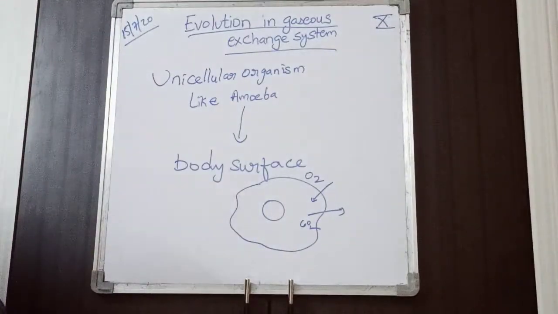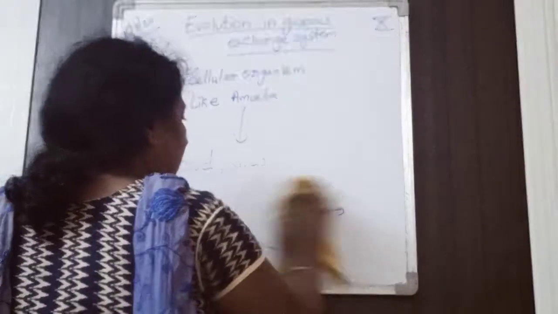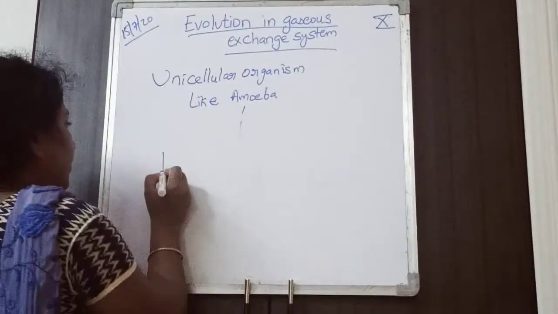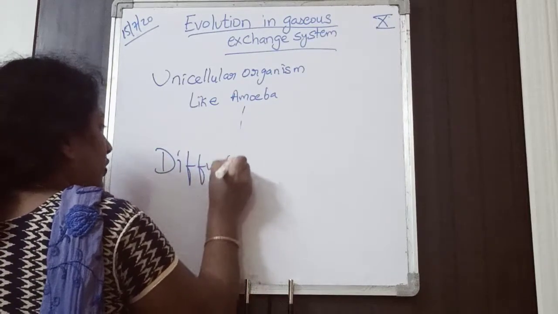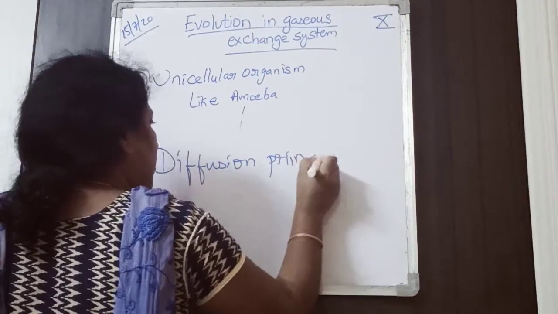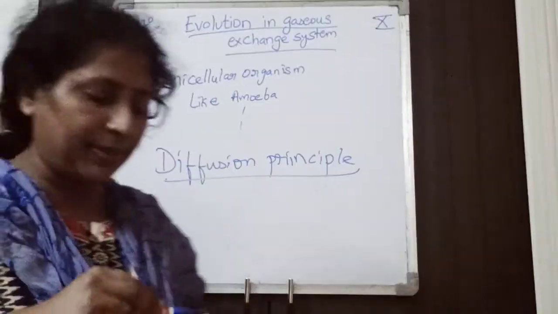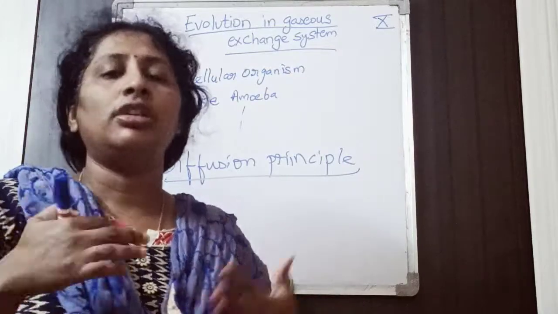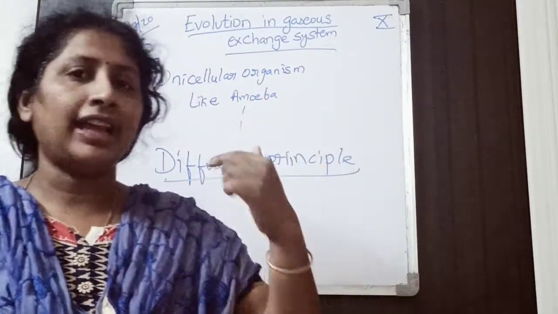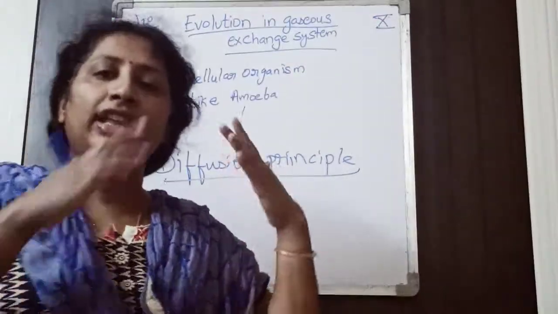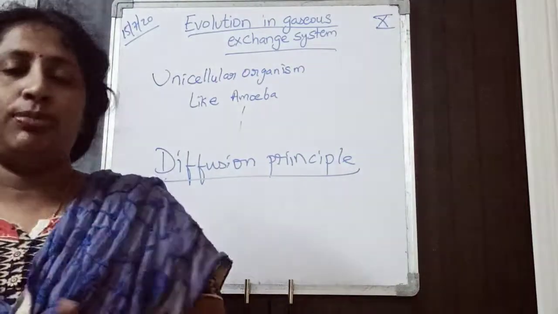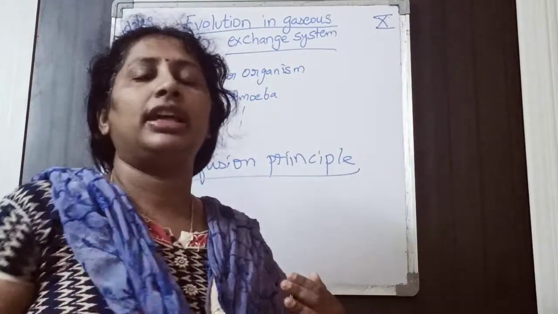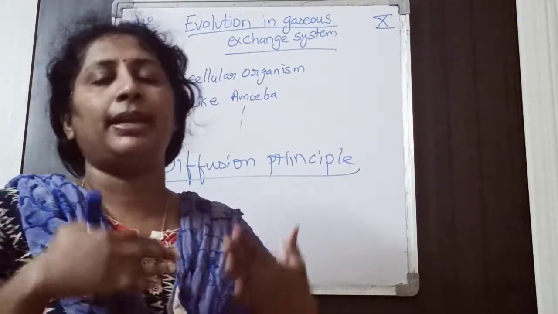What will be the principle? It is the same principle in all the organisms, that is the diffusion principle. Diffusion principle is the main principle in gases exchange, whether it is unicellular or multicellular organisms. Diffusion, as all of you know, is the movement of gases from high concentration to low concentration. Whether it is the amoeba or a human, the gases exchange takes place mainly through the diffusion principle. But the respiratory organs may be different.